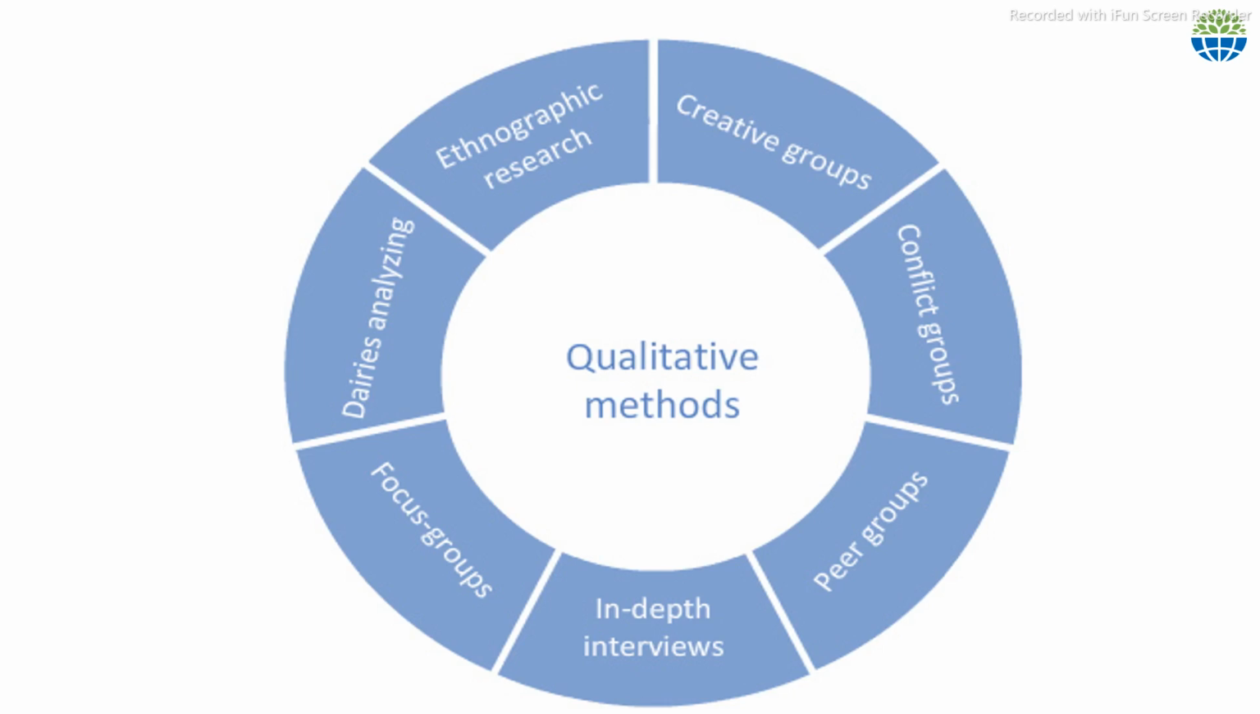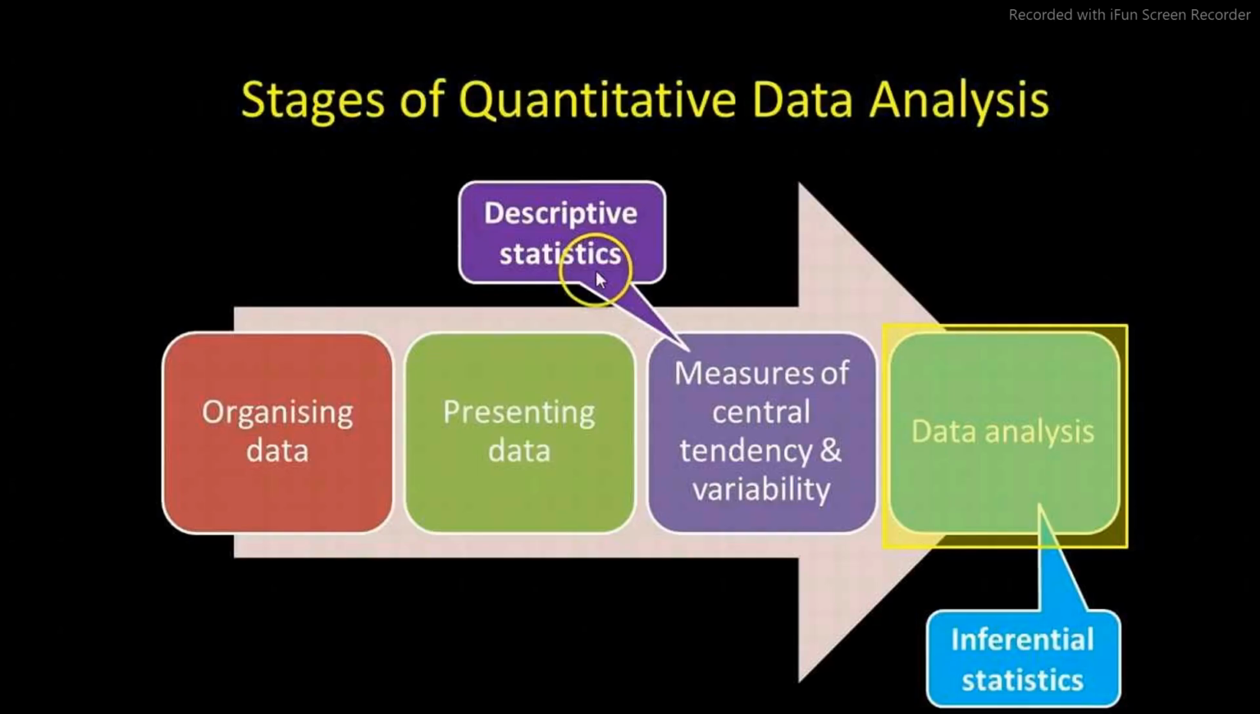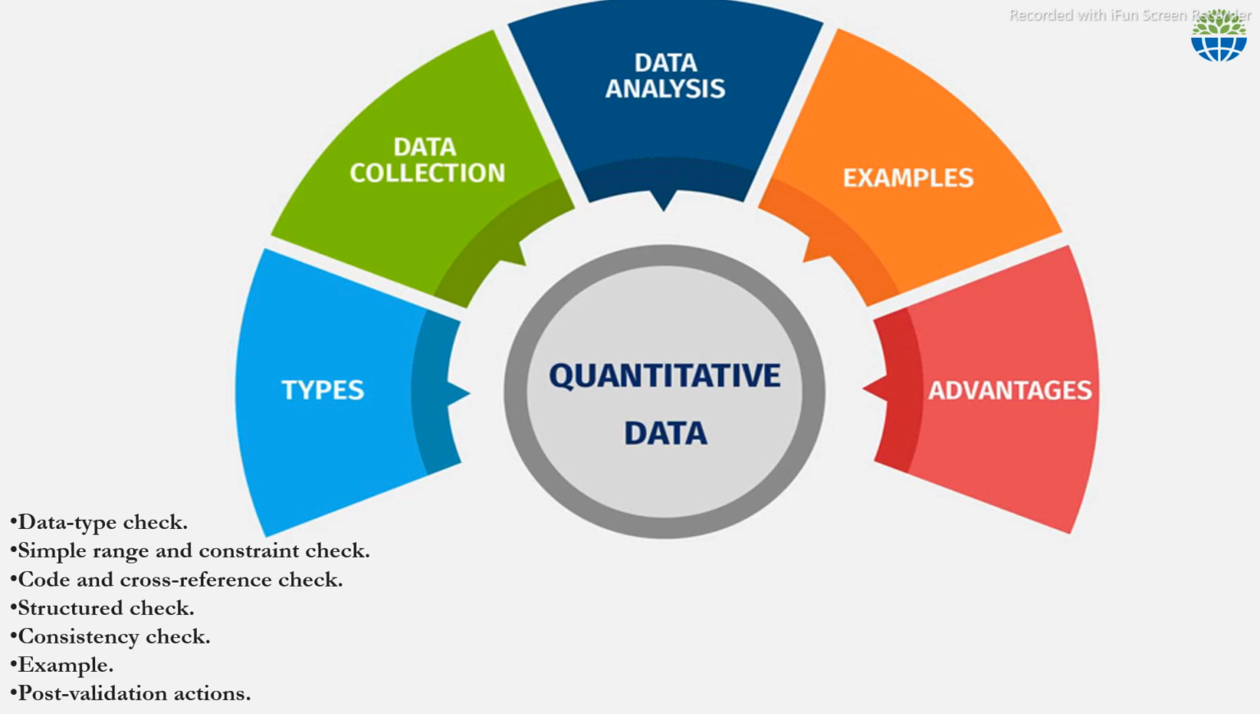Then there is ethnographic research; we can also do ethnographic research. And some stages are there for quantitative. For quantitative, we need to check the data sample, data size, organize the data, then present the data in some graphical representation. We also have to check the central tendencies, like mean, median, mode, average, regression, correlation, etc. That is variability. Then we have to go for data analysis. In the data analysis, inferences and interpretations are there.